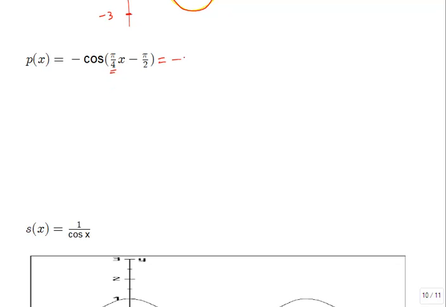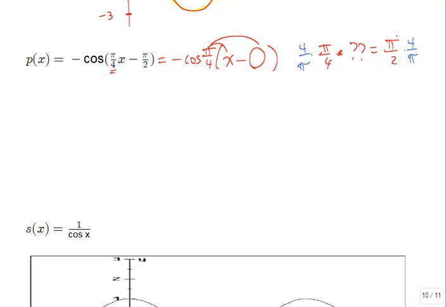So the very first thing I'm going to do is pull out pi over 4, and I'm going to have to figure out what needs to be left right here. Pi over 4 times what would give me back pi over 2? Well, to solve that, we could multiply by the reciprocal, 4 over pi. The pi's cancel out, and 2 goes into 4 twice, so this needs to be a 2 right here.